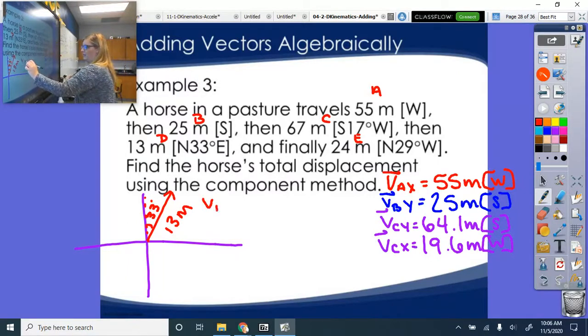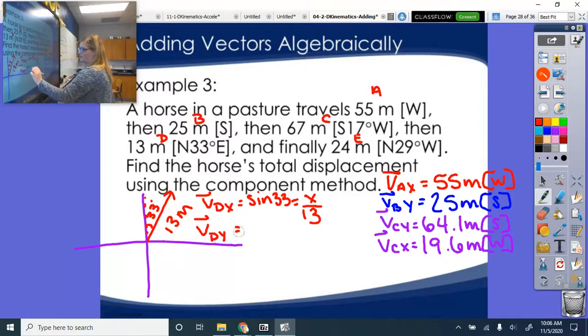So my vector D in the x direction is sine of 33 equals x divided by 13, and my vector of D in the y direction is the cosine of 33 equals y divided by 13. So I ran out of room there a little bit.